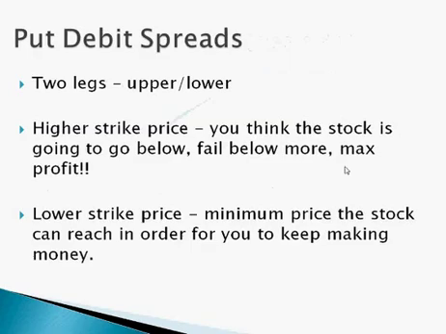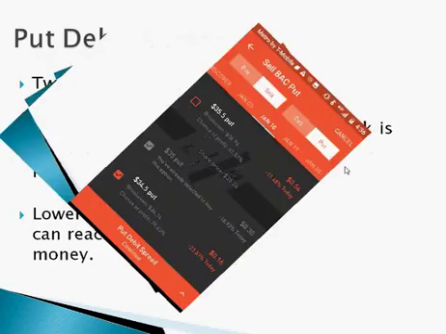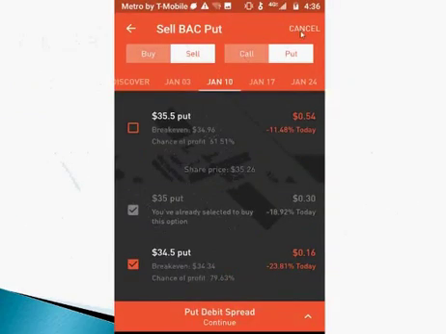Put debit spread. Two legs, upper and lower, higher and lower. The higher strike price is the one that you're going to pick if you think the stock is going to go below. If it falls below more, maximum profit. If it goes down, awesome. The lowest strike price is going to be the minimum price the stock can reach in order for you to keep making money.